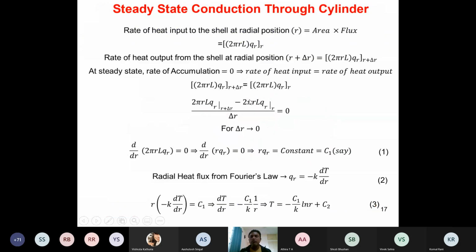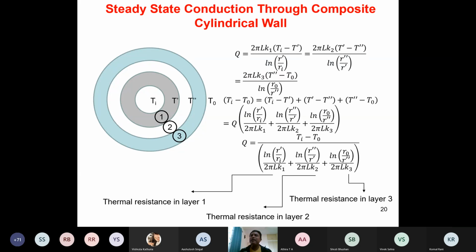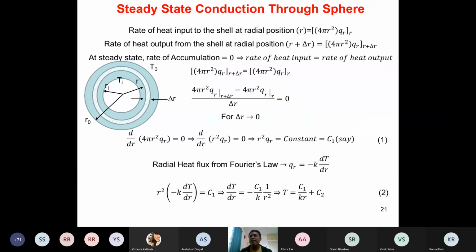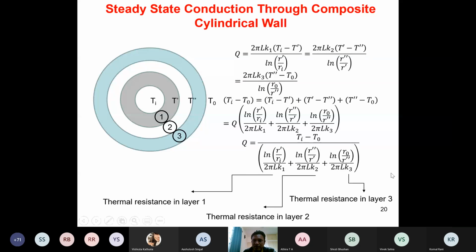Okay. Another thing which we have seen is whenever there is a generation term or accumulation term, again we have to make the shell balance. Okay. So we have derived the expression for both spherical geometry as well as cylindrical geometry, how the rate of heat transfer is going to vary with respect to the radius, with respect to the temperature difference, that we have already derived, isn't it? Also, we have derived the expression for the composite sphere or composite cylinder. So for the composite cylinder, the equation is this.